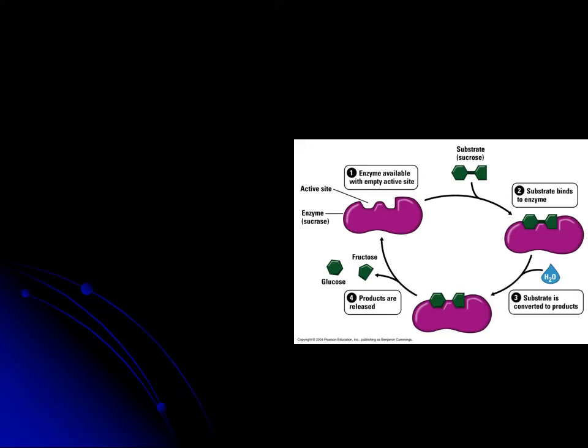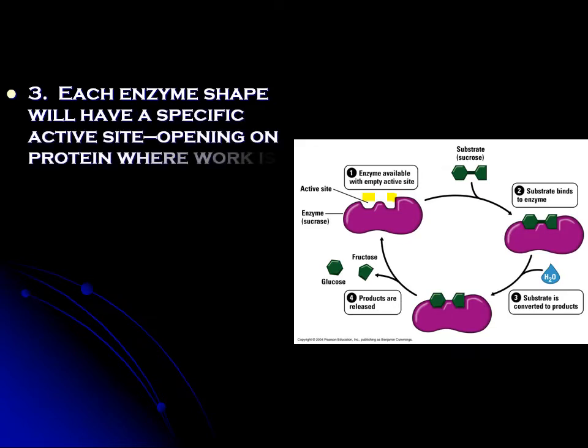Okay, here we have a picture. There is an enzyme. The enzyme is that purple blob. I'm going to highlight a couple regions here so you can see them as well. You'll see these openings here and here. These are called the active sites. They have those openings because the enzyme folded to that specific shape because of the sequence of amino acids. So the amino acids fold in a way that they can act on very specific molecules. So each enzyme shape will have a specific active site. This is the opening on the protein where the work is being done.